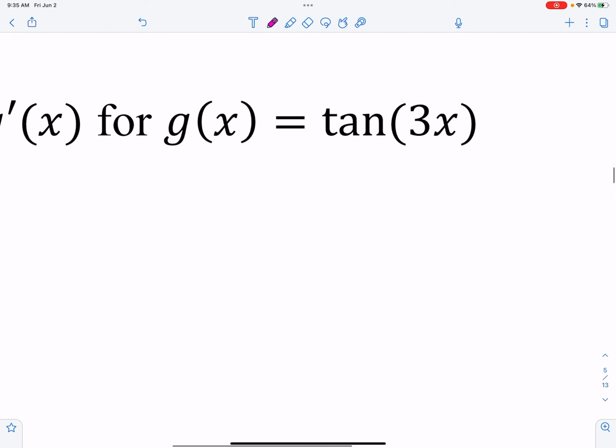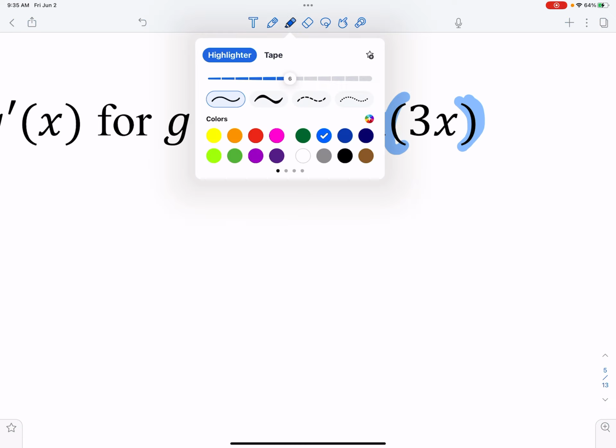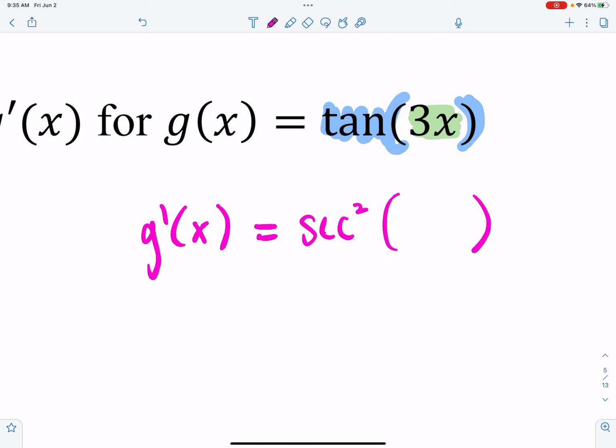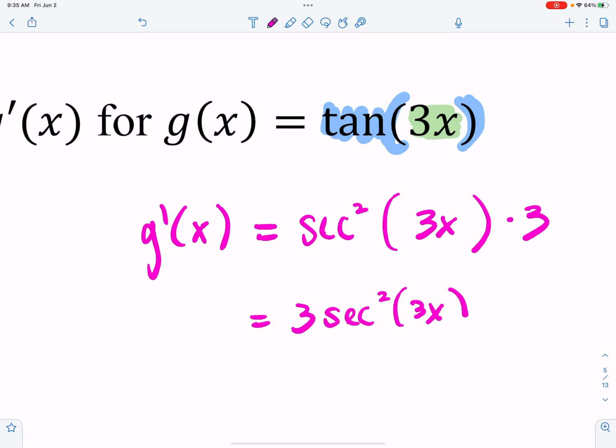Now, anytime you are taking the derivative of a trig function and the argument is something other than just x, then you need to think chain rule. So tan is the outside function, 3x is the inside function. So g prime will be derivative of the outside, which derivative of tangent is secant squared. Leave the inside alone, and then times the derivative of the inside would just be times 3 in this case. So this is 3 times secant squared of 3x.